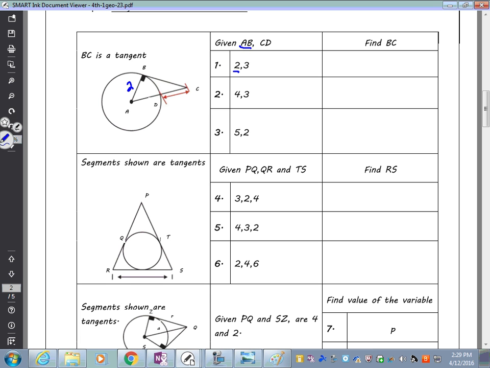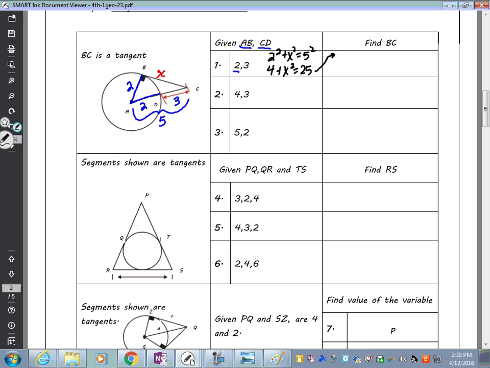That's our radius. CD is the part outside, that's the 3. But AD right here is also a radius, so that's 2. That means the whole hypotenuse is 5. They want us to find BC, which is that leg. So to set it up, we should be doing 2 squared plus x squared equals 5 squared, which gives me 4 plus x squared equals 25.